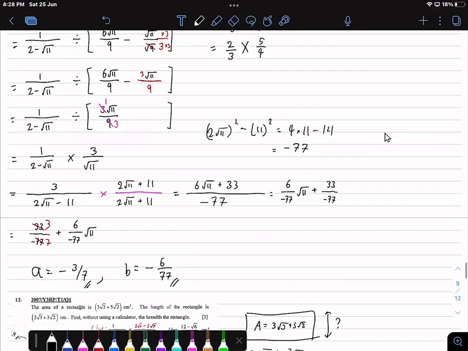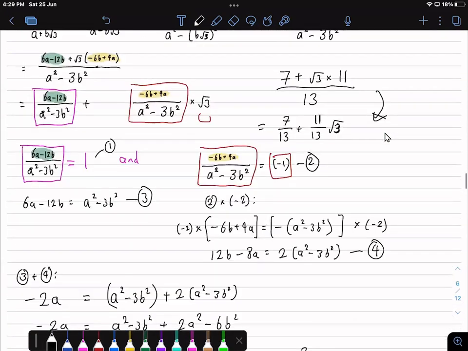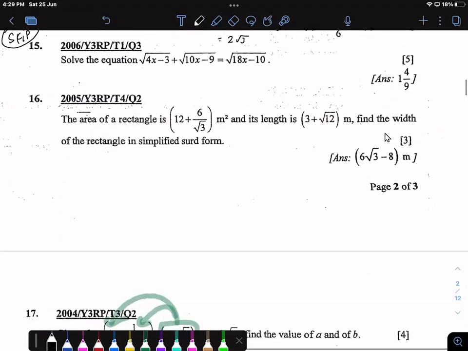I hope it's getting easier, the square root questions, after doing so many. Okay, next one.